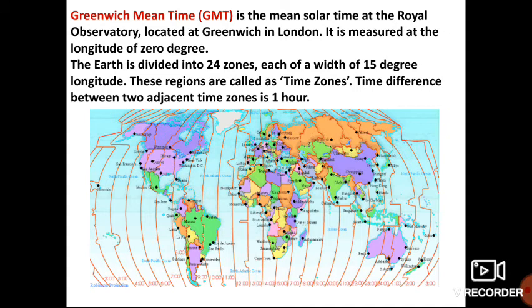It is the mean solar time at the Royal Observatory located at Greenwich, London. It is measured at the longitude of 0 degree. The earth is divided into 24 zones, each with a width of 15 degrees. These regions are called time zones. The time difference between two adjacent time zones is 1 hour.